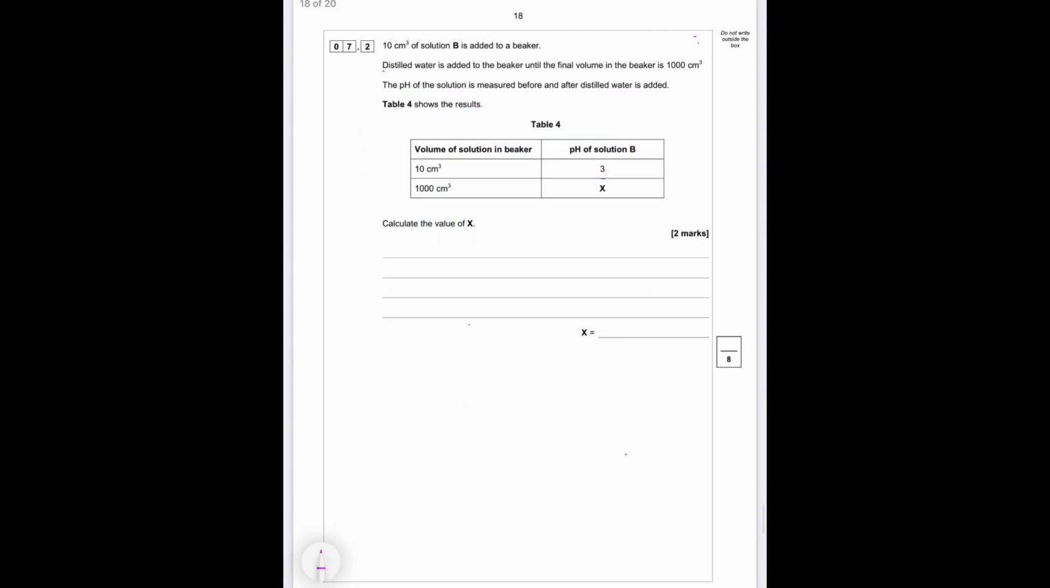In this next question, 10 centimetres cubed of solution B is added to a beaker. Distilled water is added to the beaker until the final volume is 1000 centimetres cubed. And we've got a results table here showing our volume and our pH. We've got to calculate the value of X. So the key thing to remember is if we're diluting from 10 centimetres cubed to 1000 centimetres cubed, we're diluting by a factor of 100.